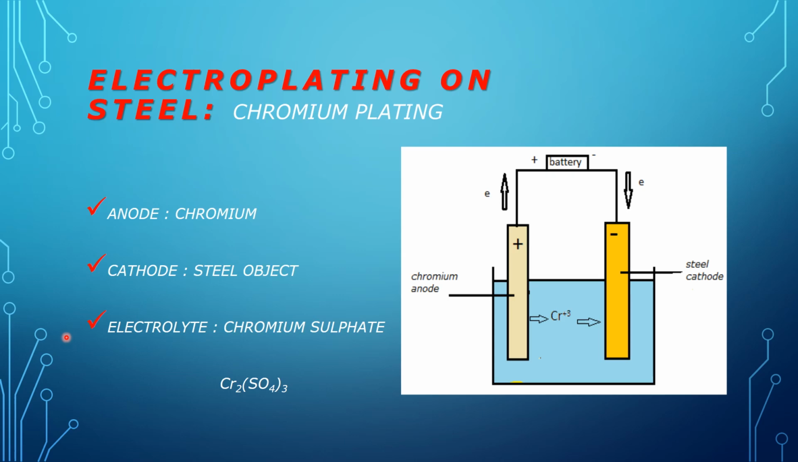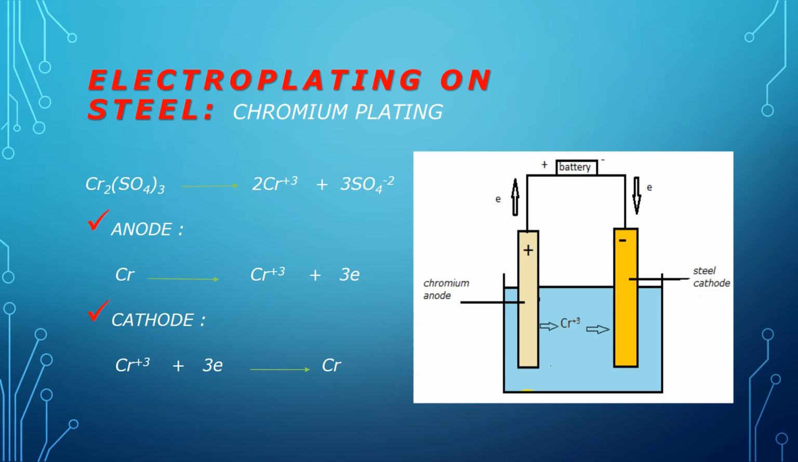In order to electroplate chromium, the anode is made from chromium. Cathode is made from the object which we want to electroplate. The electrolyte used in case of chromium plating is chromium sulfate. The formula for chromium sulfate is Cr2(SO4)3. First, the anode will ionize to produce chromium ions and then these chromium ions will be deposited at cathode.